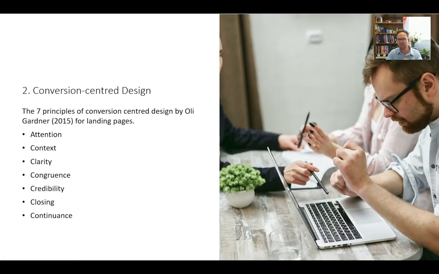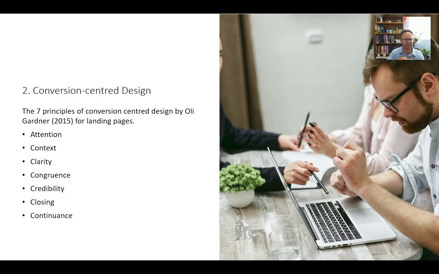Now, this is a recurring theme coming through in this unit by now. So we talk about conversions. The 7 principles of conversion-centered design have been developed and published by Ollie Gardner, who's a practitioner and makes lots of websites. And these are the things that he uses. So first of all, attention. If you want to get conversions, you need to make sure your website's getting attention.